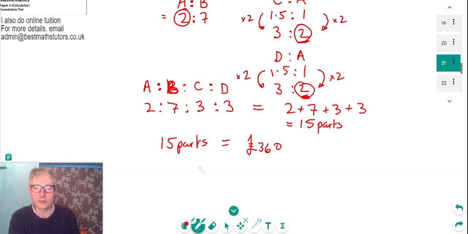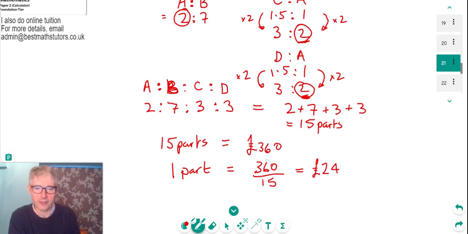And what we always need to do then is find out what one part would equal. So one part equals the 360 divided by, so I can write that as a fraction, that means divided by 15. So if we work that one out, what we'll get is that that's £24. So we can see that one part in our ratio is worth 24.